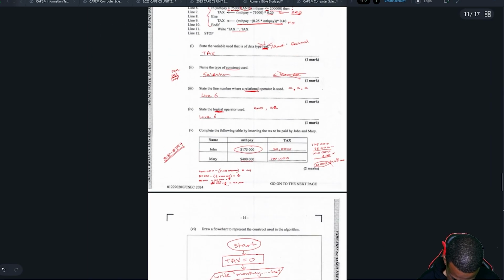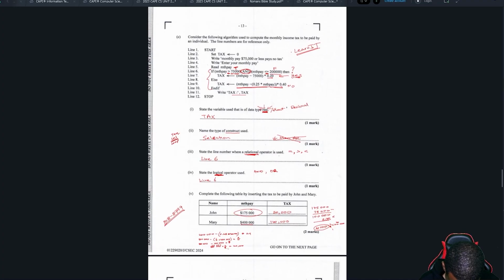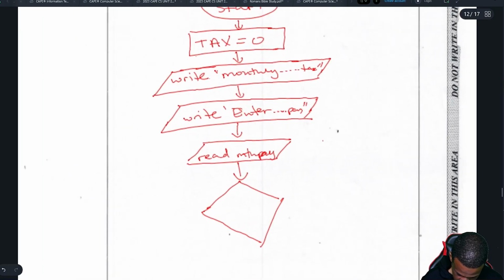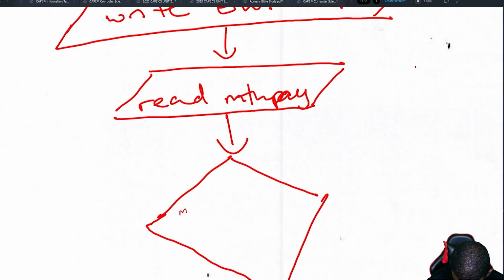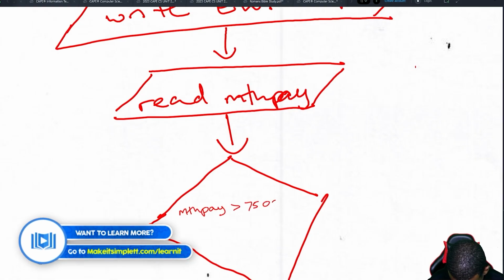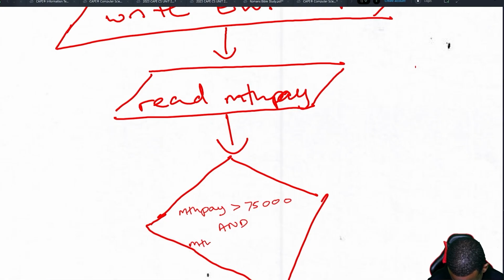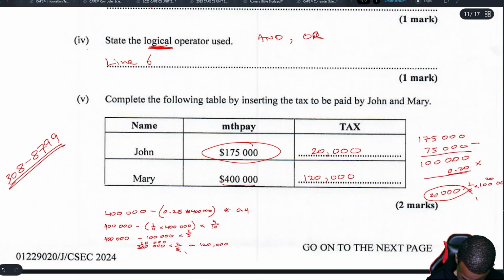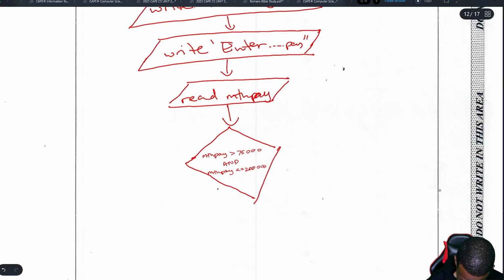Okay, so what do I need to get? I need to say if monthly pay is greater than 75,000 and it's less than or equal to 200,000. So: if MTHPAY is greater than 75,000 and MTHPAY is less than or equal to 200,000. That's it? Yes, that's correct. There'll be a yes and a no, so we put the yes on one side and the no on the other.